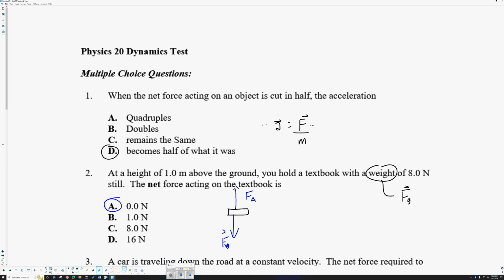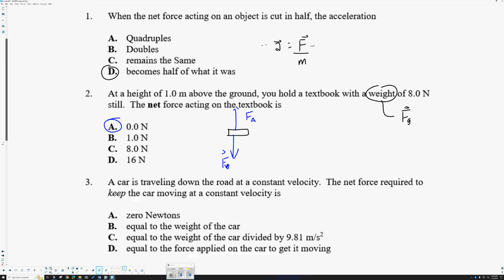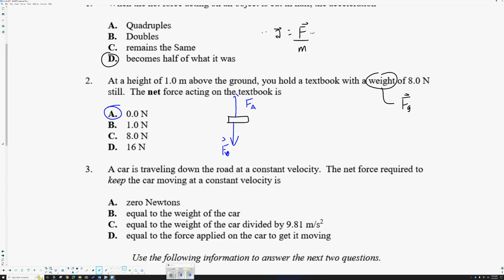The applied force would be 8 because it has to oppose the force of gravity, but the net force would be 0. Right? If something's at rest, it wants to stay at rest until an unbalanced force acts on it. If it remains at rest, then the unbalanced force must be 0. All right, 3 says a car is traveling down the road at a constant velocity. The net force required to keep it moving at a constant velocity. Once again, at a constant velocity, we're also in a state of equilibrium, although this would be translational equilibrium.